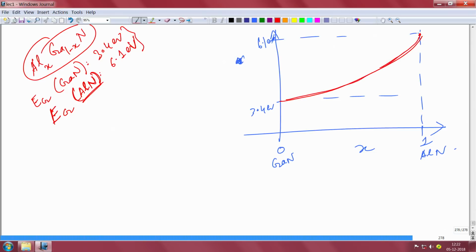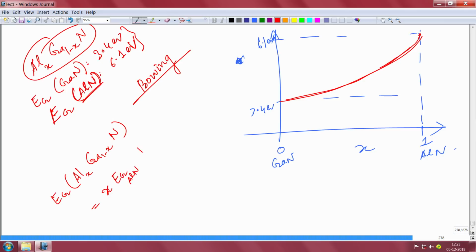It will go something like this. There is a curve here, and that is called the bowing. It is like a bow, and there is a bowing parameter. This is true for many compound semiconductors, by the way. I am just giving the example of aluminum gallium nitride, but band gap typically has something called a bowing parameter. So the band gap of aluminum X gallium 1 minus X nitride will be X times the band gap of aluminum nitride plus 1 minus X times the band gap of gallium nitride, but there is a bowing parameter.